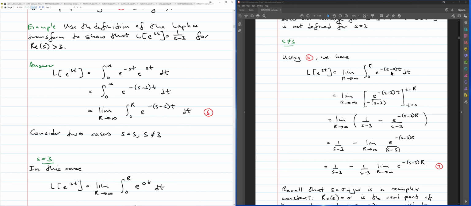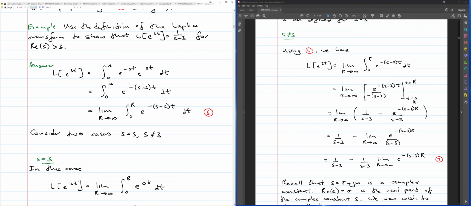To integrate your exponential over here, you divide by the coefficient of the t, and the coefficient of the t is minus (s minus 3). So integrating this gives me the same exponential, and then I divide by the coefficient of the t, which is minus (s minus 3). And I need to substitute my limits, which would be t equal to 0 and t equal to r.